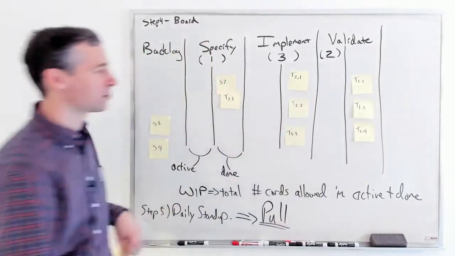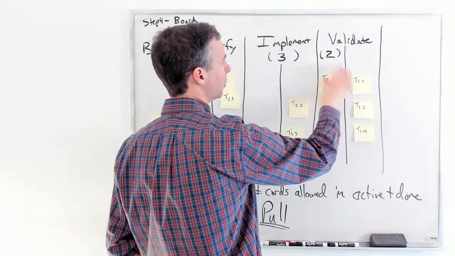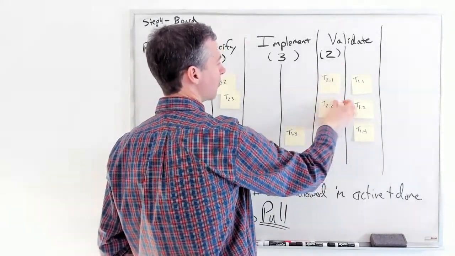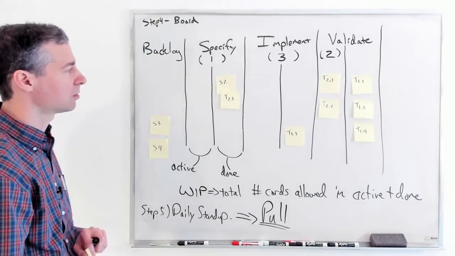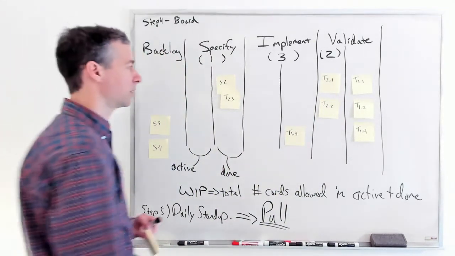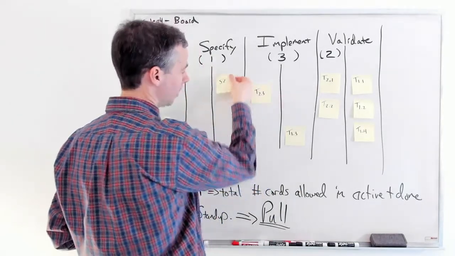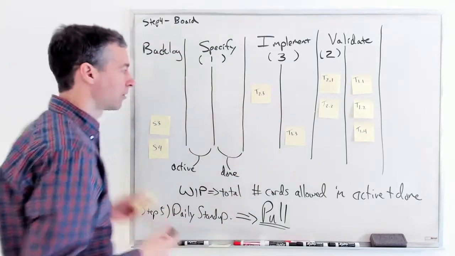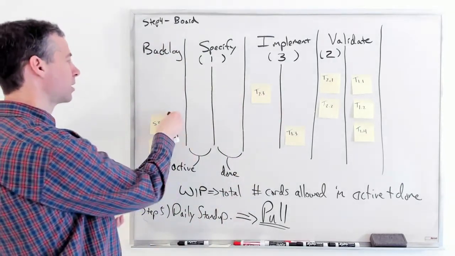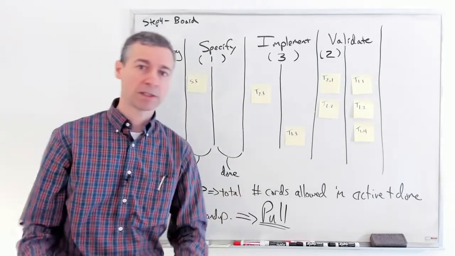All right, then they run their stand-up. Oh, can I pull? Yeah, I can pull. Ooh. Can I pull 3 things? No, I can only pull 2 things. But there's only 1 thing for me to pull. All right, that's all you can do. Then, oh, hey, I can go and I can specify a new task. So this is the basic idea.